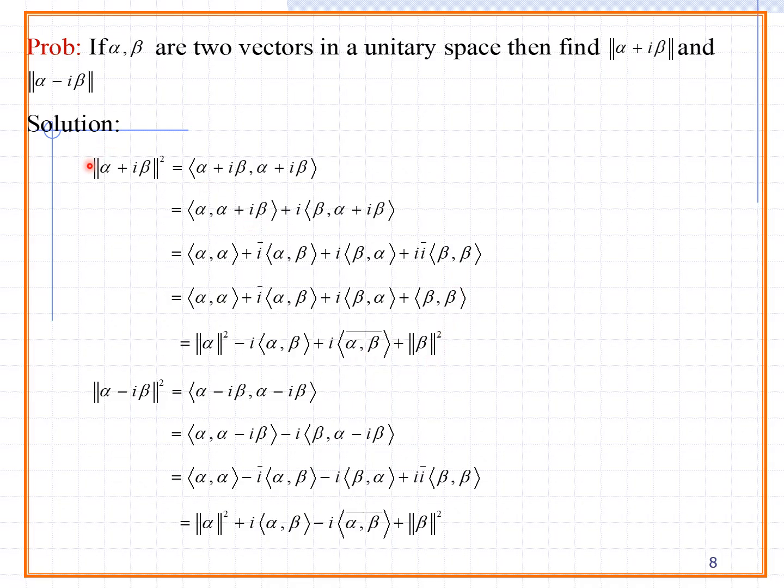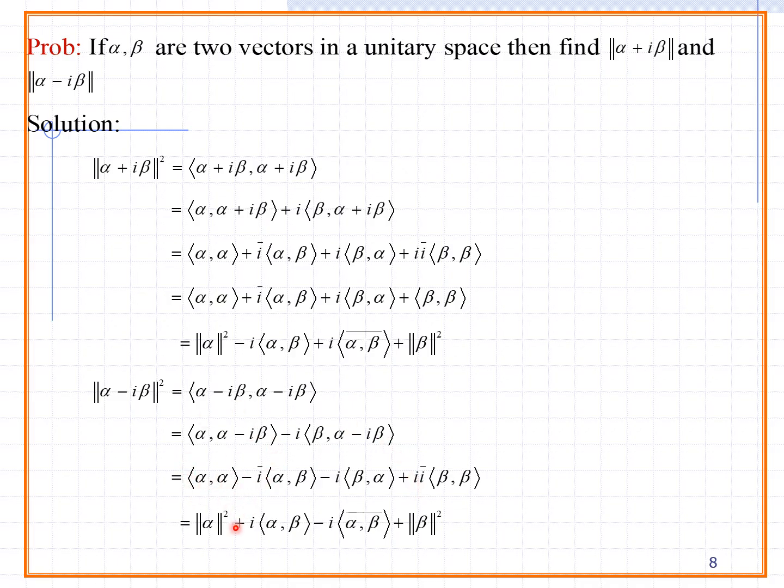So norm alpha plus I beta whole square equal to, it can be written as norm alpha square minus I into alpha comma beta plus I into conjugate alpha comma beta plus norm beta square. So the same property you can apply to alpha minus I beta also. But here one more thing, remember that minus I should be common. The remaining procedure as it is.